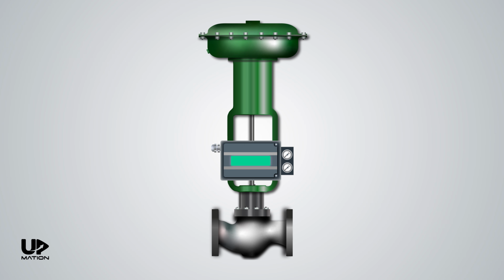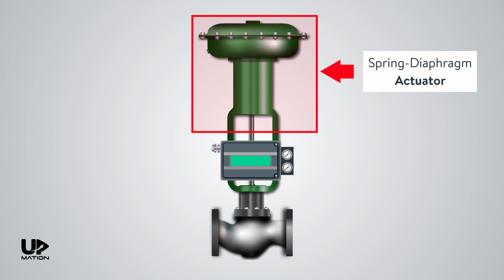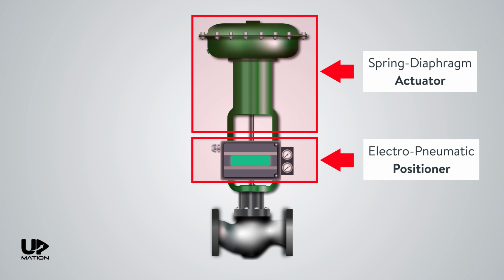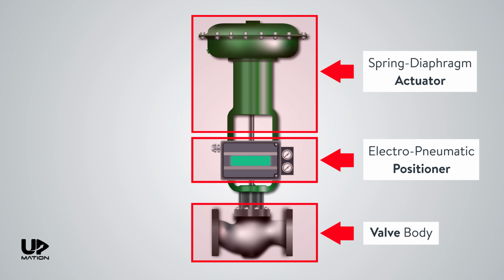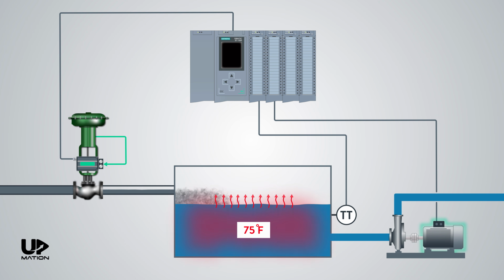In this video, we'll learn how a spring and diaphragm actuator, along with an electro-pneumatic positioner, adjusts the valve in order for the valve to control the flow of the liquid according to the PLC's commands.